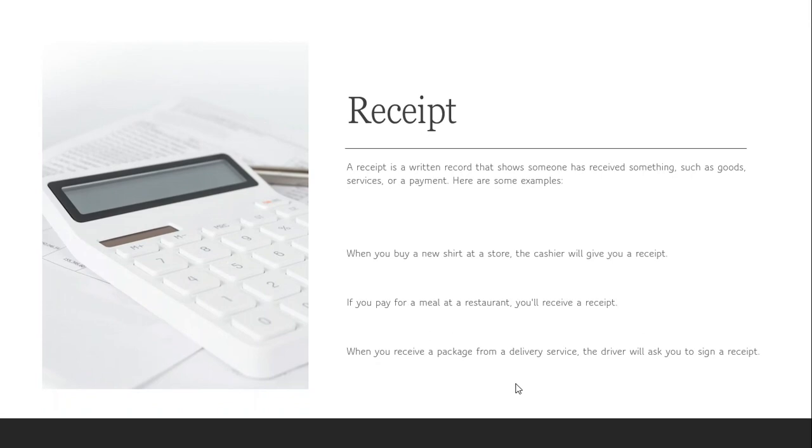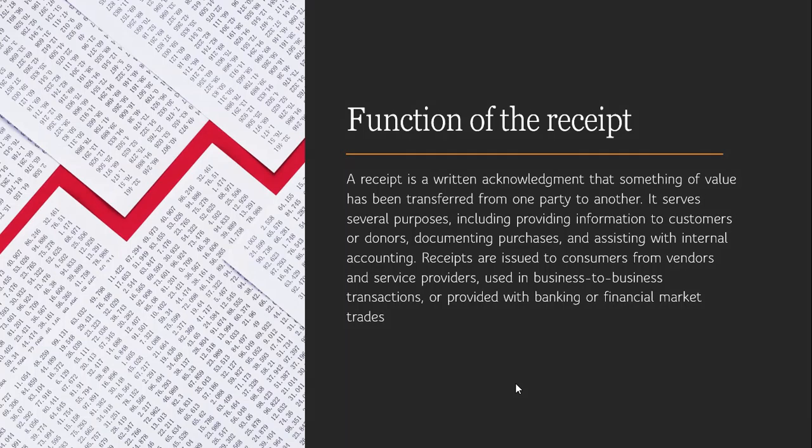However, the big question is, what is the function of a receipt? Why do they give us a receipt to begin with? A receipt is a written acknowledgement that something of value has been transferred from one party to another. It serves several purposes, including providing information to customers or donors, documenting purchases, and assisting with internal accounting. Receipts are used by consumers from vendors and service providers, used in business-to-business transactions, or in banking or financial market trades.